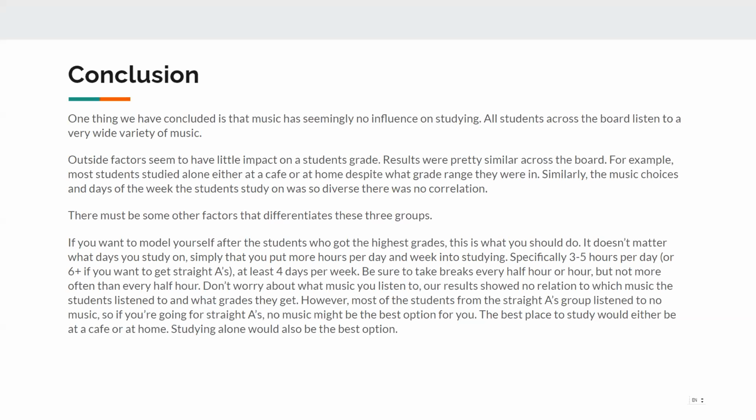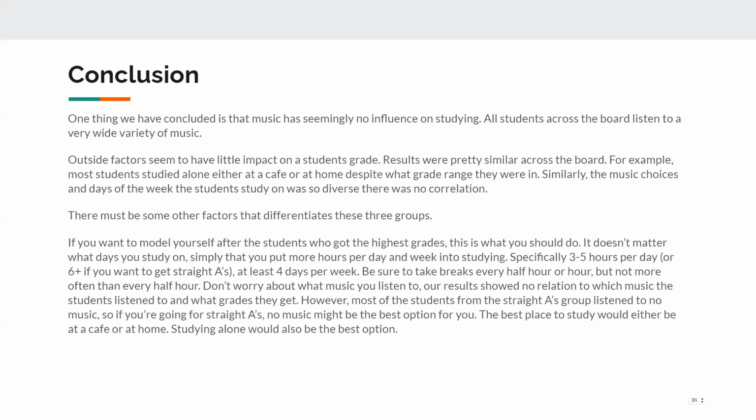For example, most students studied alone, either at a cafe or at home, despite what grade range they were in. Similarly, the music choices and days of the week the students study on was so diverse that there was no correlation. So this leads us to believe that there must be some other factors that differentiate these 3 groups. However, if you want to model yourself after the students who got the highest grades, this is what you should do.